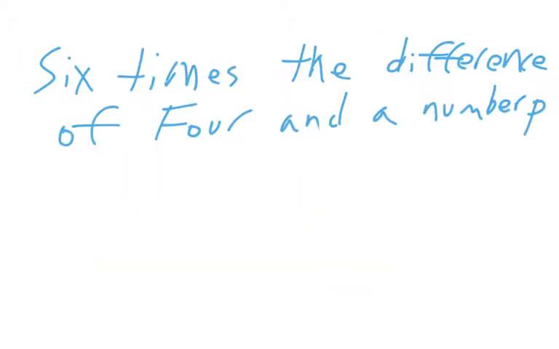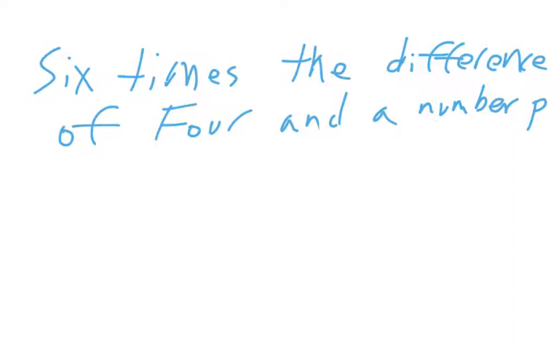All right, so go ahead and copy this one down. Let's fix that part while you're copying it down. It's a number P there. Sorry for my penmanship. Not the best handwriter, but also, too, sometimes the stylus doesn't help. So we have 6 times the difference of 4 and the number P.